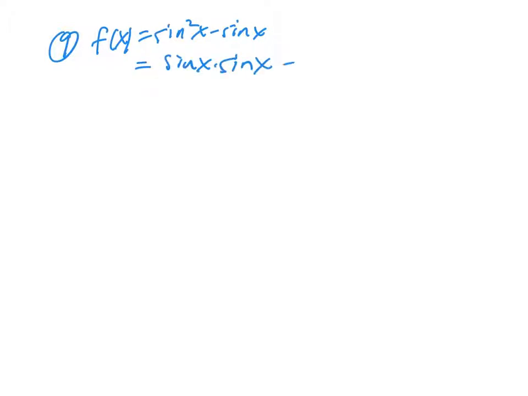Number 9. f of x is equal to sine squared x minus sine x between 0 and 2 pi. For what values of x is the derivative equal to 0? So, first of all, sine squared x is the same thing as sine x times sine x. Now, you can factor that or you can just leave it like that. Either way, you're going to have to use the product rule.